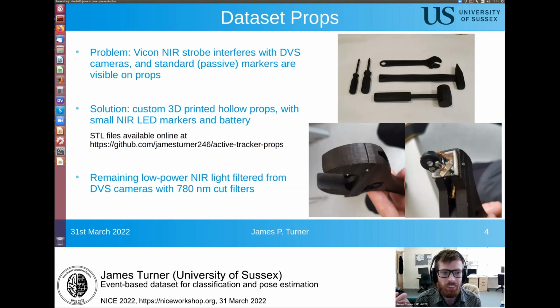So the solution was to switch off the strobe, and we custom 3D printed our own props with hollow insides and very low power infrared tracking LEDs with power sources. These low power infrared lights can easily be filtered by adding infrared filters to the DVS cameras. These props are available online at the link there.